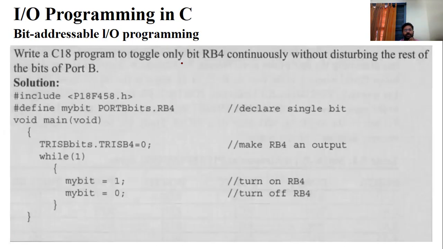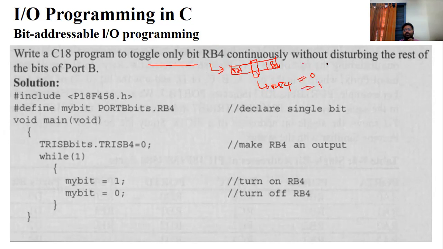Suppose you want to toggle. Write the C program to toggle only bit RB4. Out of 8 bits, B0 to B7, only this fourth bit can toggle. That's what toggling means here, whether it may be 0 or 1, without disturbing the rest of the port B bits. Out of 8 bits, only this bit you can change to either 1 or 0 without disturbing the other bits.